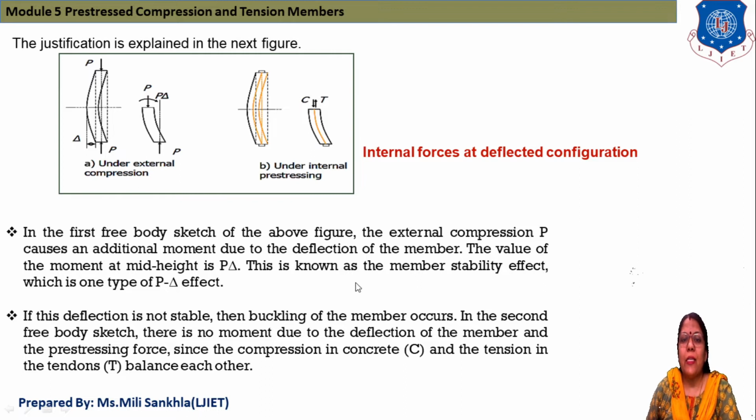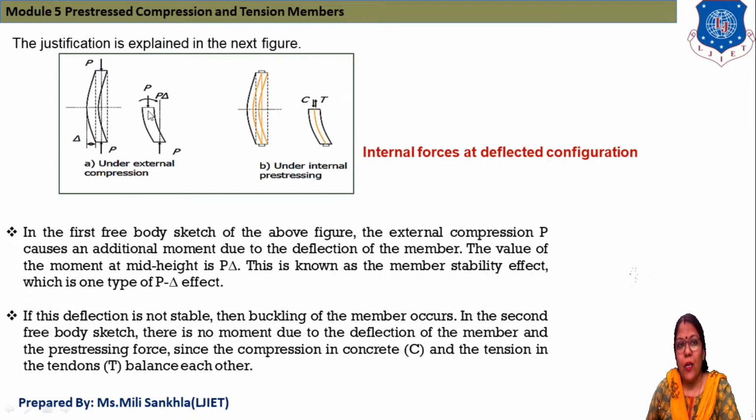This is known as member stability effect, which is one type of P delta effect. A number of times we say P delta effect, but this P delta effect is nothing but the deflection of the column, and this deflection is multiplied by the load, P into delta. If the deflection is not stable, buckling of the member occurs, as in the second free body sketch.